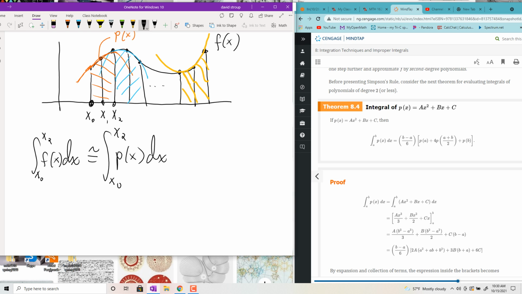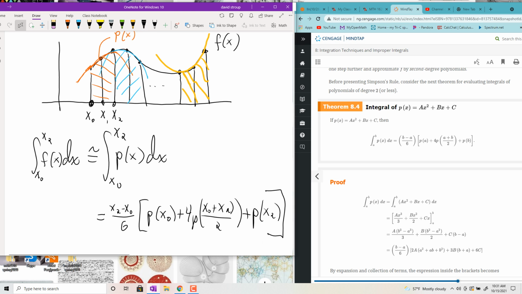if you look there in Theorem 8.4, this is going to equal b minus a all over 6. So in this case, x2 minus x0 all over 6 times p of x sub 0 plus 4p times x sub 0 plus x sub 2 all over 2 plus p of x sub 2, right?